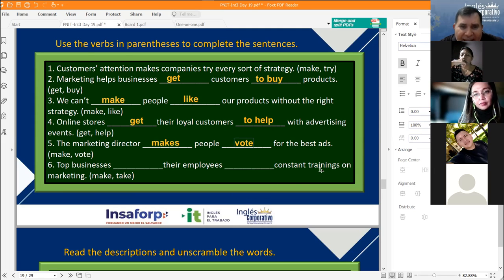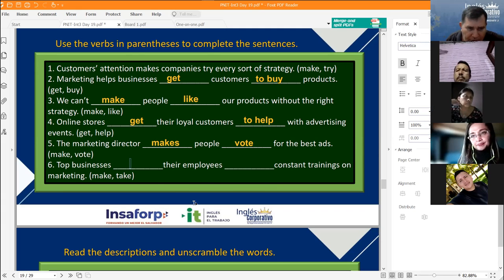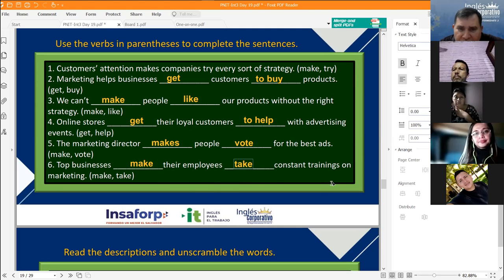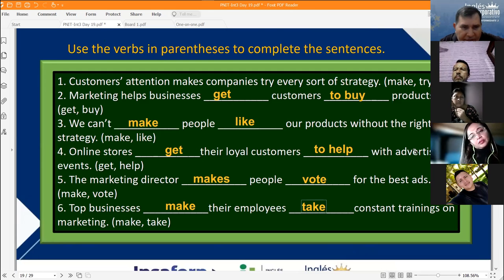Vote for the best ads. Six, top businesses make their employees take constant trainings on marketing. All right, excellent.